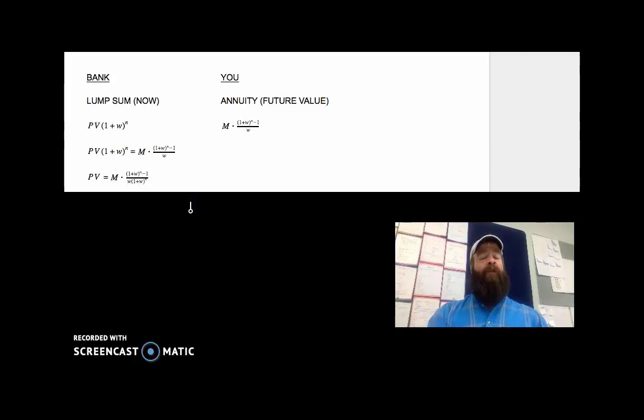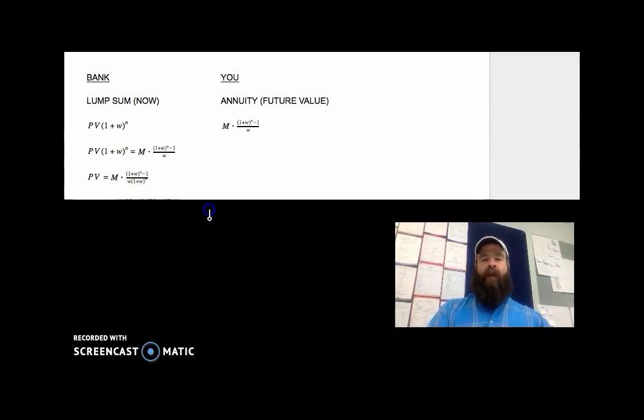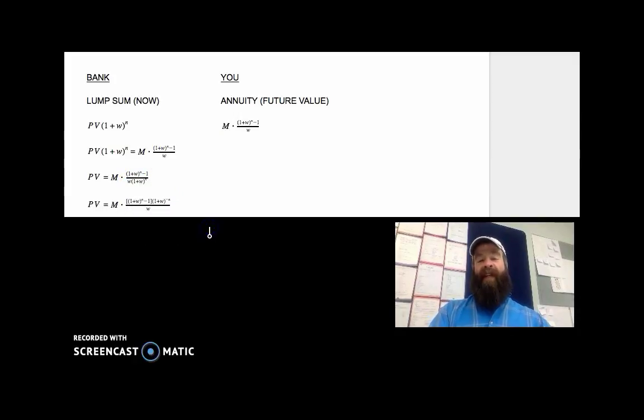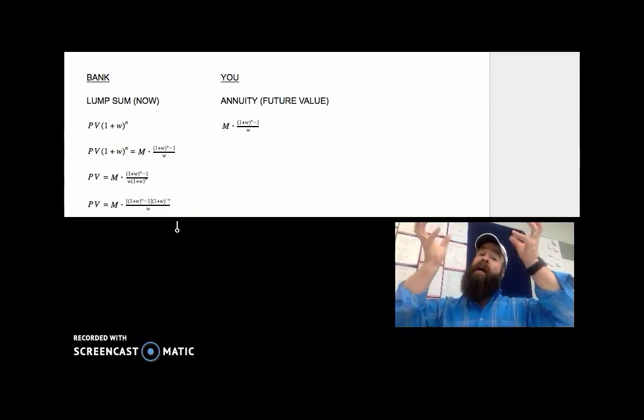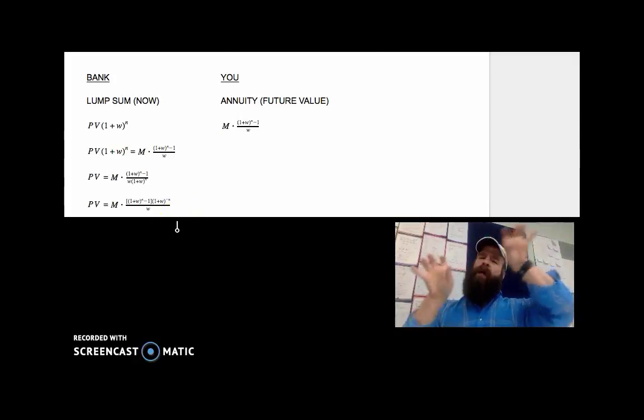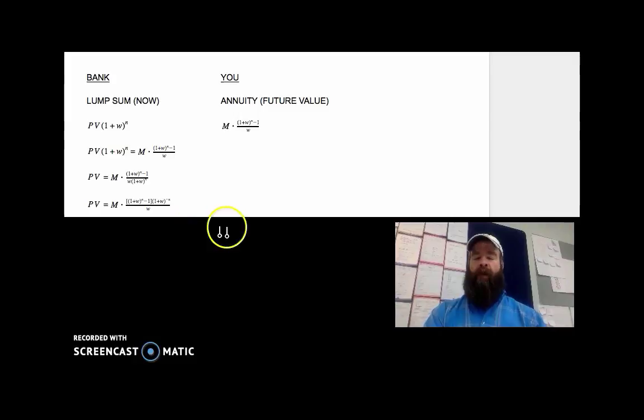Now, this is a perfectly fine formula, but it's going to be a little bit easier if we do a little bit of manipulation. If we take this (1 + W)^N and rewrite it as (1 + W)^(-N), we can move that to the top of the fraction, where it gets multiplied by the entire numerator of that fraction. That is now a quantity times a subtraction, so you can distribute this negative N power to both of these terms.